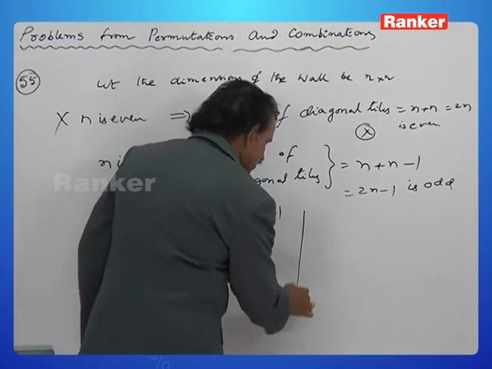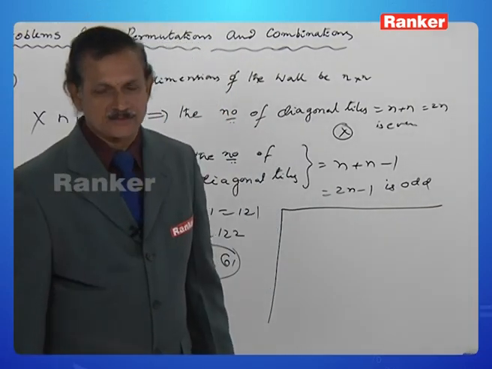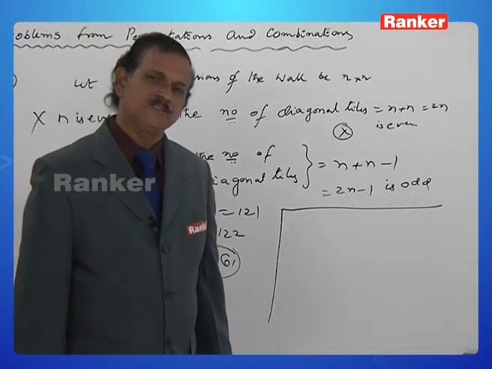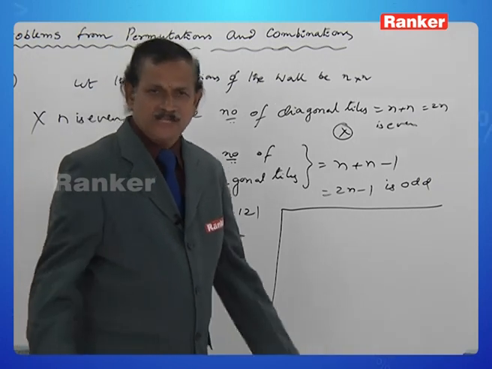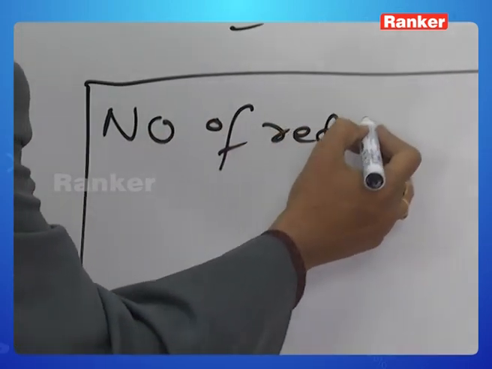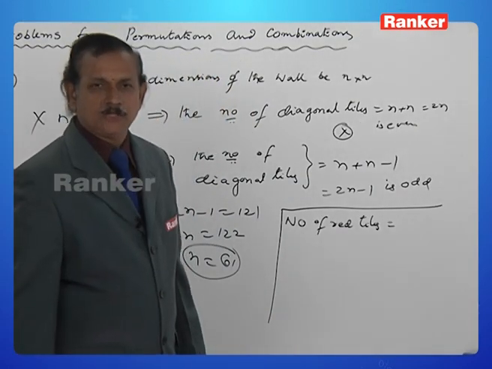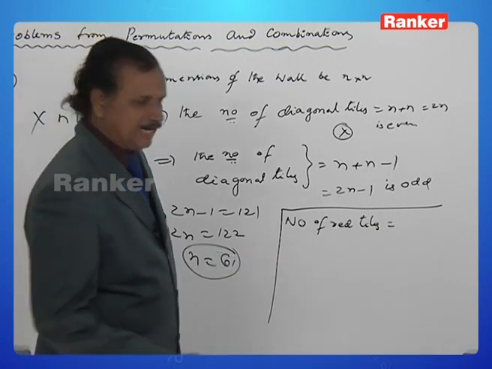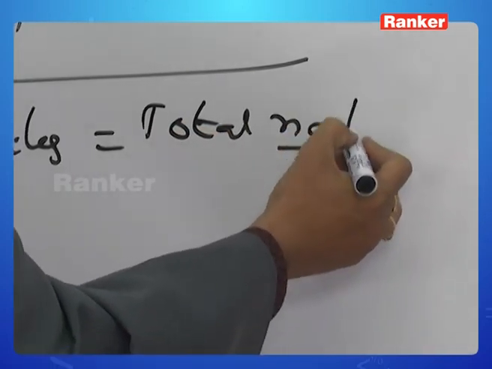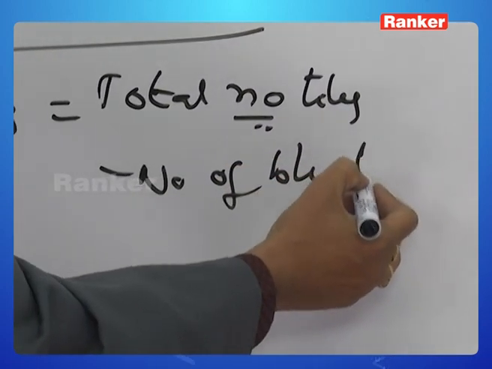Therefore, at last, let us now calculate the number of red tiles. How do you get the number of red tiles? The total number of tiles minus the number of blue tiles, isn't it? Yes, of course. Therefore, the number of red tiles is equal to the total number of tiles minus the number of blue tiles.